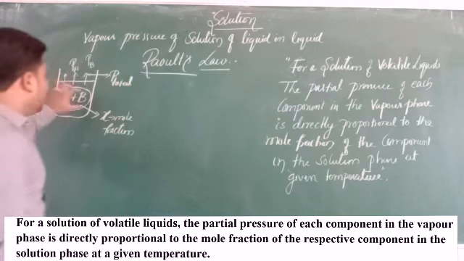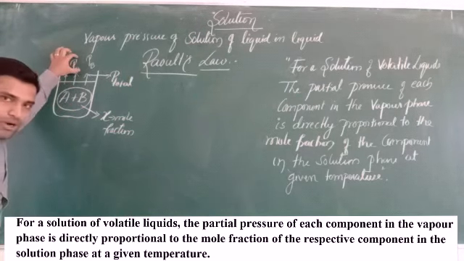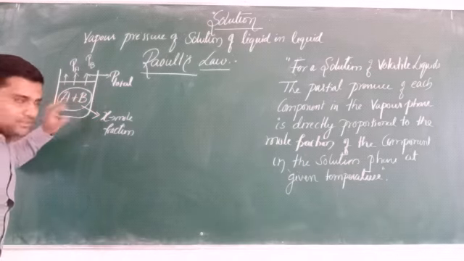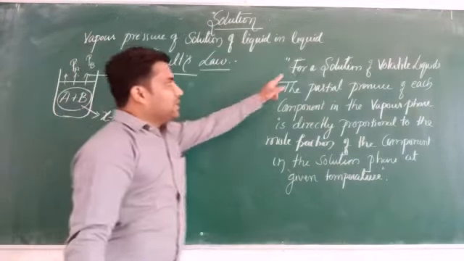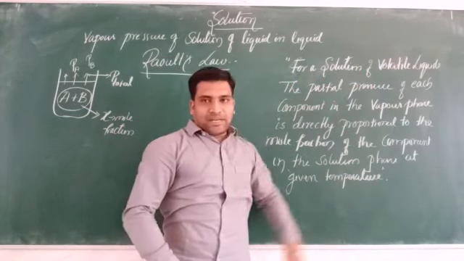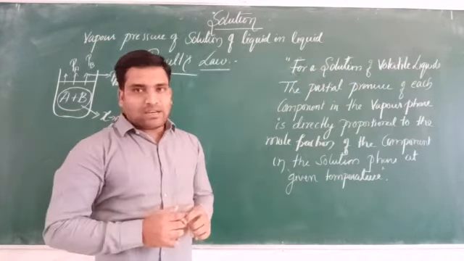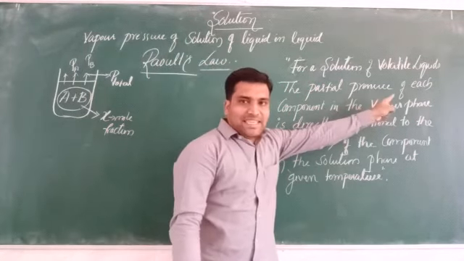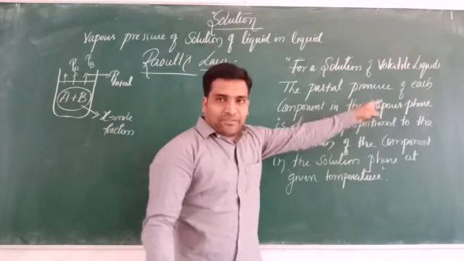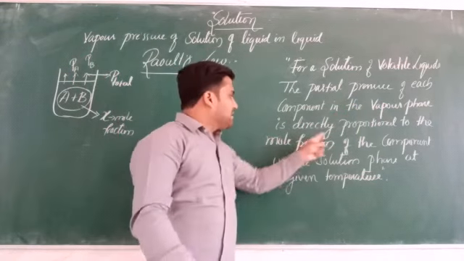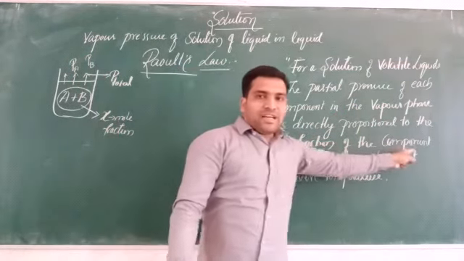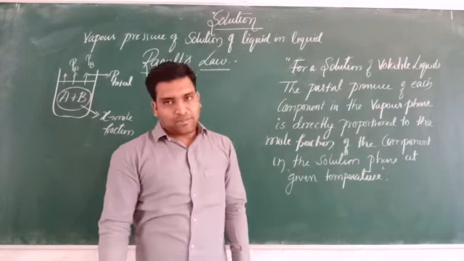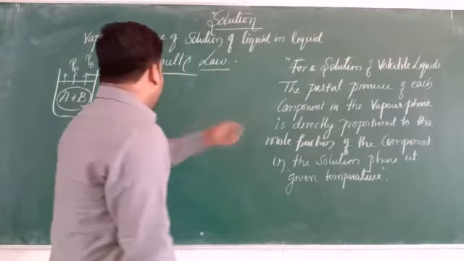So now it relates the partial pressure of the components to the mole fraction of the respective components in the solution phase. What Raoult's law states, for a solution of volatile liquids, is very important: you need to take only volatile components here. For a solution of volatile liquids, the partial pressure of each component in the vapor phase is directly proportional to the mole fraction of the component in the solution phase at a given temperature, right? So this is the statement.